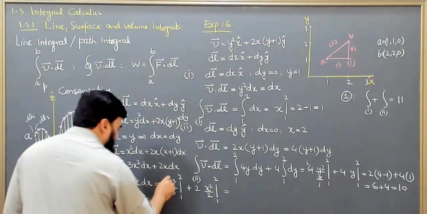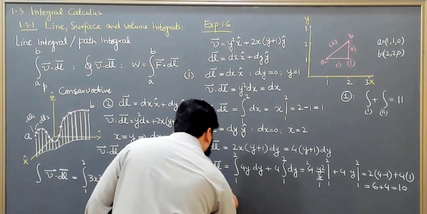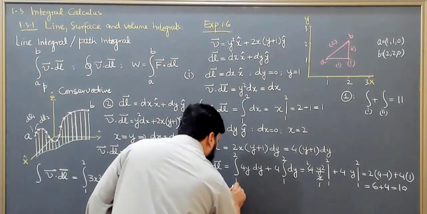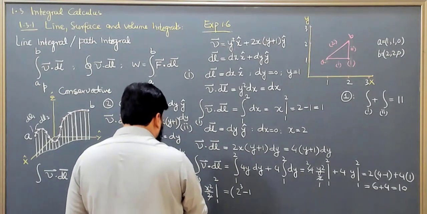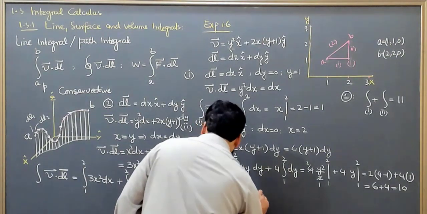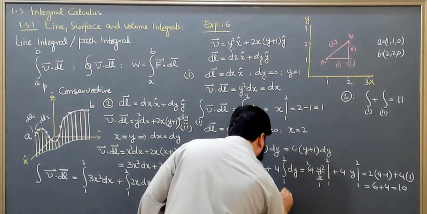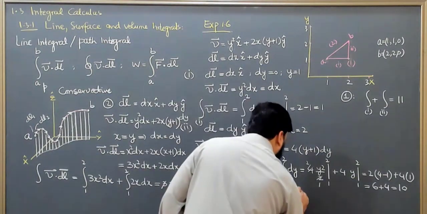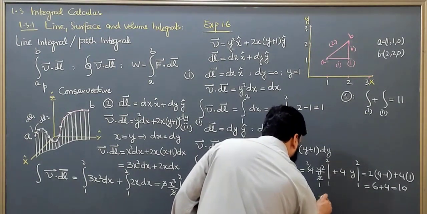Now 3 cancels with 3 and 2 cancels with 2. So we have x cube, and putting the limits, the first one is 2 cube minus 1 cube, plus 2 square minus 1 square. We have 8 minus 1, so 7, and then 4 minus 1 is 3. So the answer for path 2 comes out to be 10.